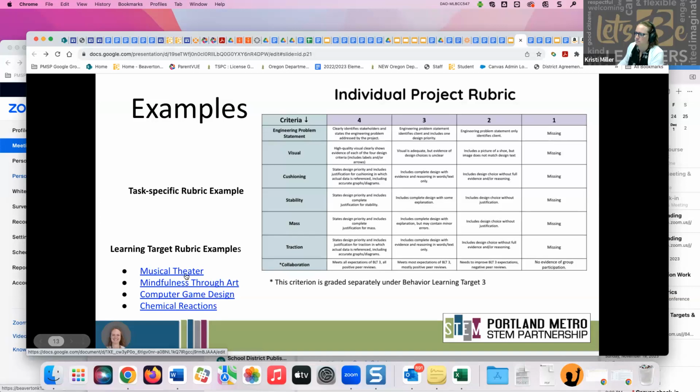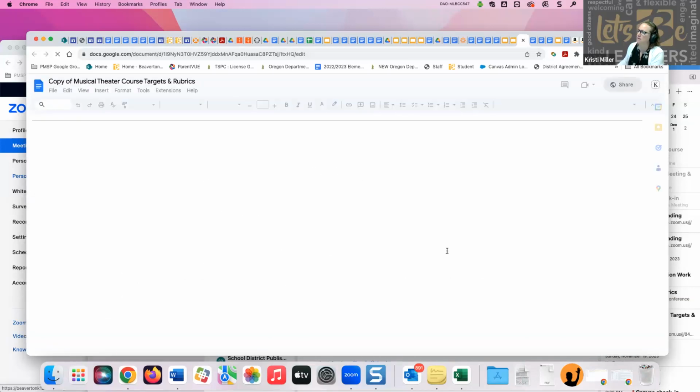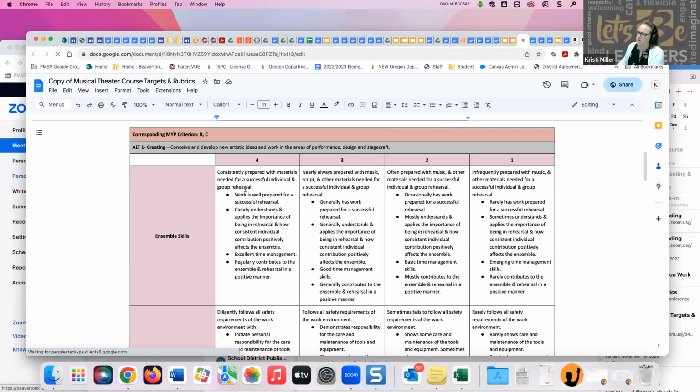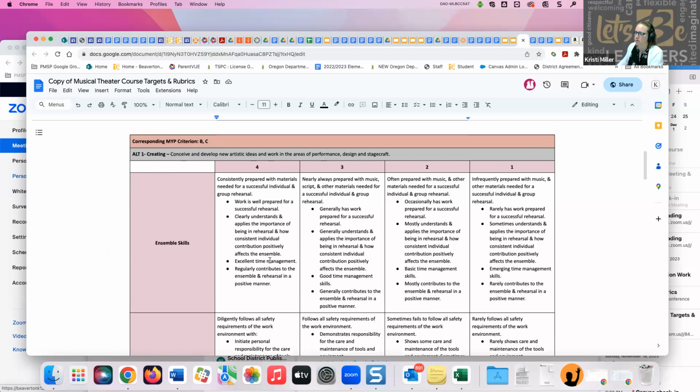I think musical theater was the only one we haven't seen. Same idea here. Now, ensemble skills for this learning target right here has a lot of pieces. I normally don't love doing bullets in a rubric because there's a lot of things I have to pay attention to here. But on ensemble skills, according to the teacher, really did have these 4 pieces. And we really couldn't split out ensemble skills any more than that. So we went with it.